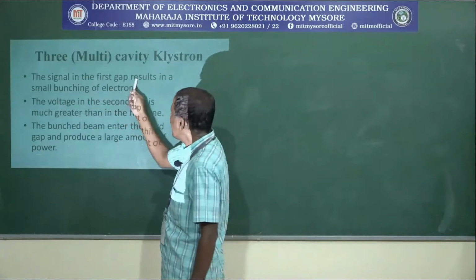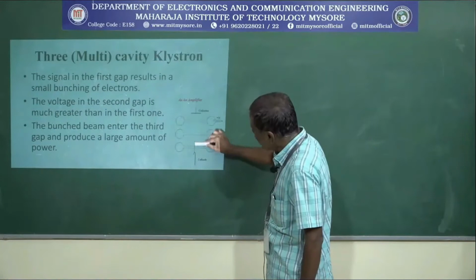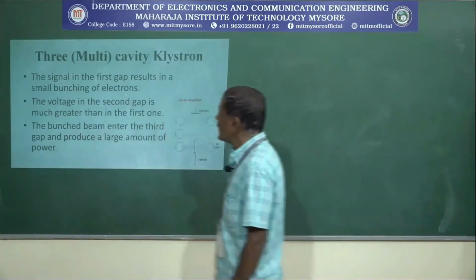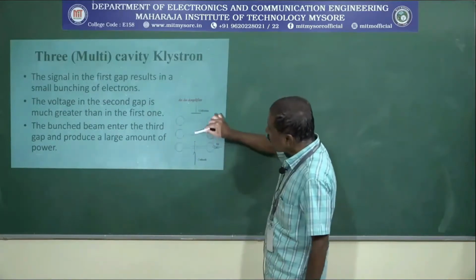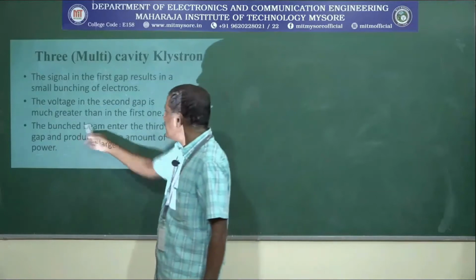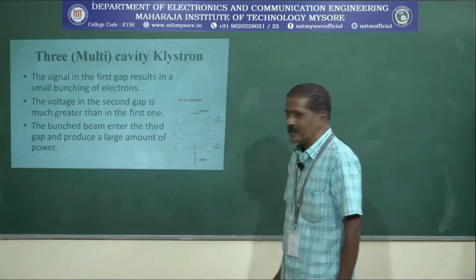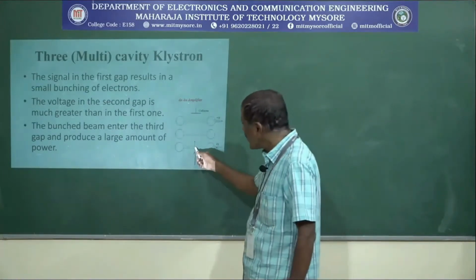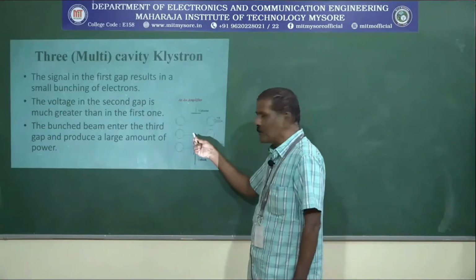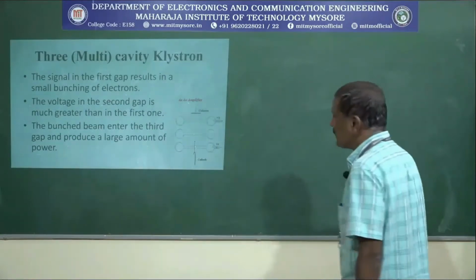The signal in the first gap results in a small bunching of electrons. Then the voltage in the second gap is much greater than in the first one. Then the bunched beam enters the third gap and produces a large output. You need to see that some amount of amplification takes place here, and here, and here.